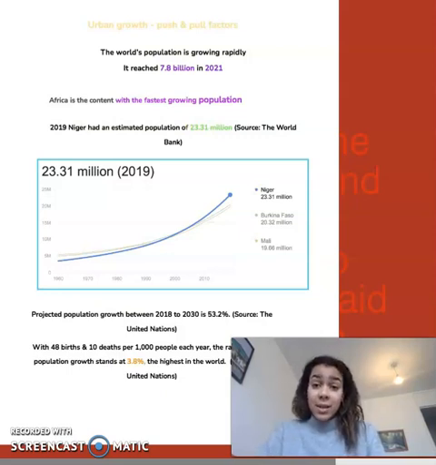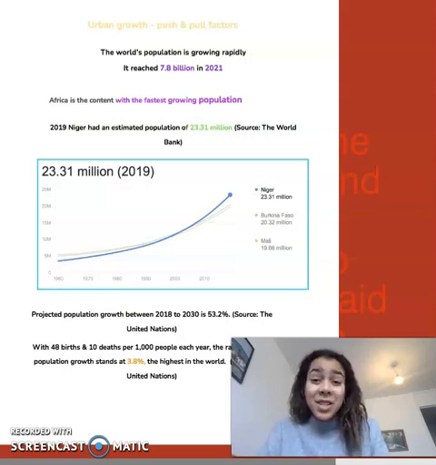The next slide displays urban growth push and pull factors. So, can anyone tell me what they might think push and pull factors are? Great. So, push factors are negative things that make people want to leave an area. So, for example, war or unemployment. And pull factors are positive things that attract people to move to a place. For example, good employment opportunities.